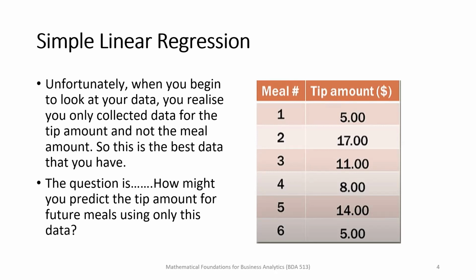All right, so you have 6 people who have come to the restaurant, okay? You didn't collect the data on the amount that they spent on the food, but you collected data on the tip that they gave, okay? So we have 6 meals, everybody gave a tip. So you have the tip amount, okay? So for meal 1, that's $5, $17 for meal 2, 11, 8, 14, and so forth, all right?